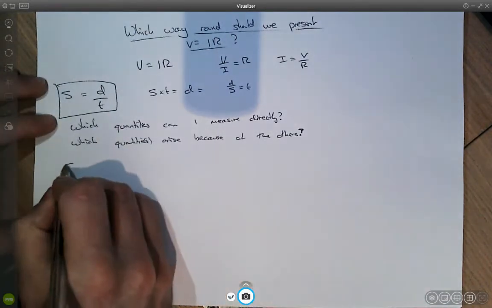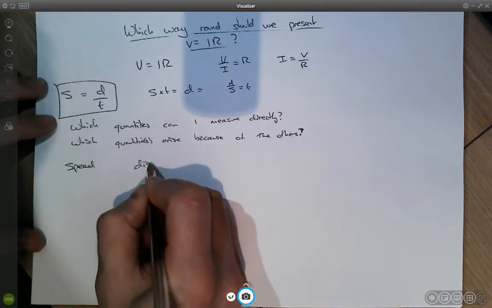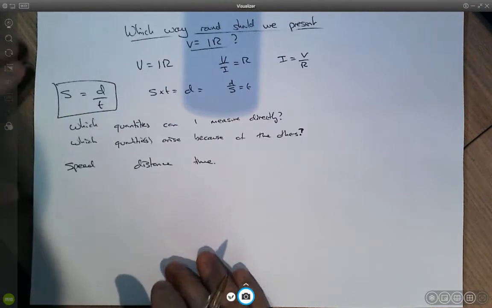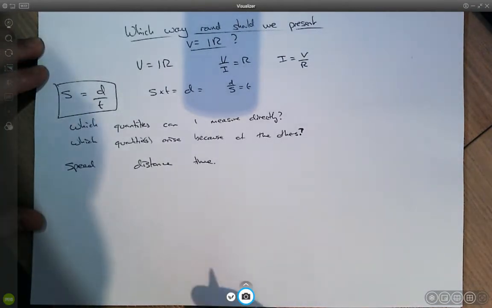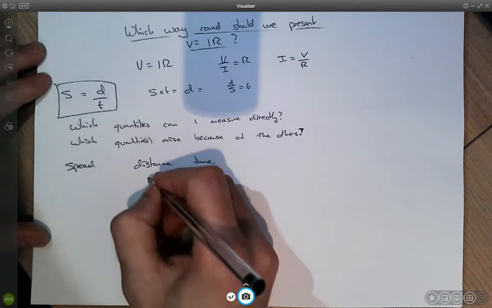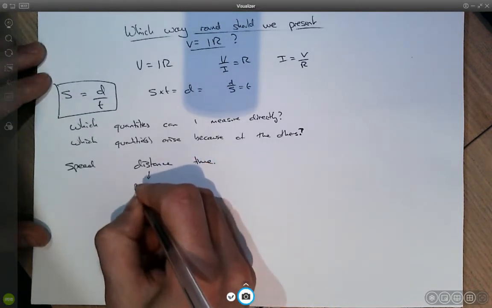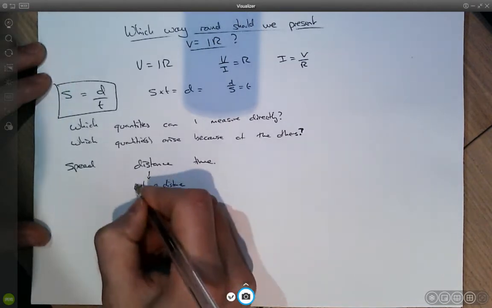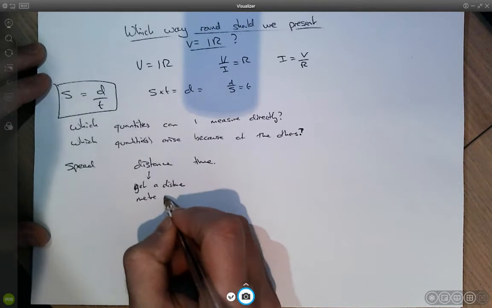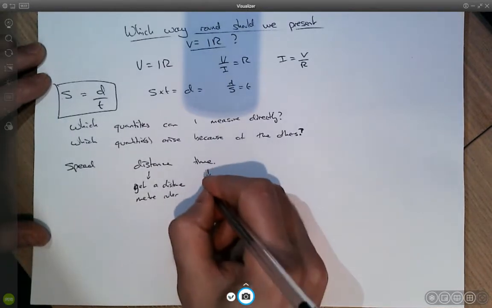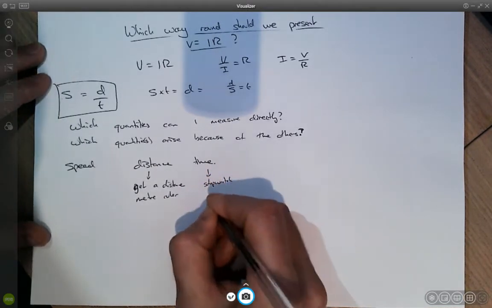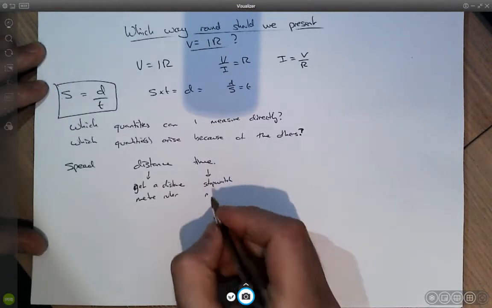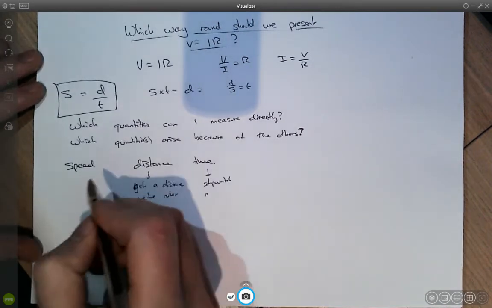So what have we got? We've got speed, we've got distance, and we've got time. So which one of these can you go to the prep room and ask the technician for? Well, you can go to the prep room and you can go and get a distance, right? You can go and get a meter ruler and measure a distance. You can also go and get a stopwatch and you can measure a time. What can't you go and get? You can't go and get a speed.